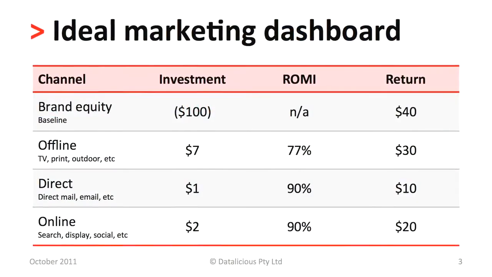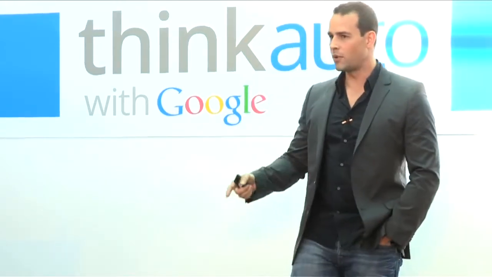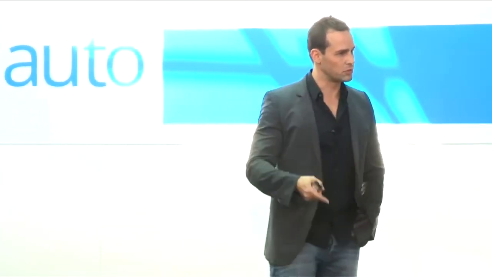So you can see here $7 spent in offline. Incremental return for that was 30 bucks. That's $77 return on marketing investment, all right? I slightly skewed the numbers here. You can see higher return on marketing investment for direct and online. Of course, it has to be like that. This is a Google event, right? But if you can get a dashboard like that, it'd be pretty obvious where you put your money. You start shifting a little bit out of TV into online and direct, okay? Make sense? This is what we want to produce.